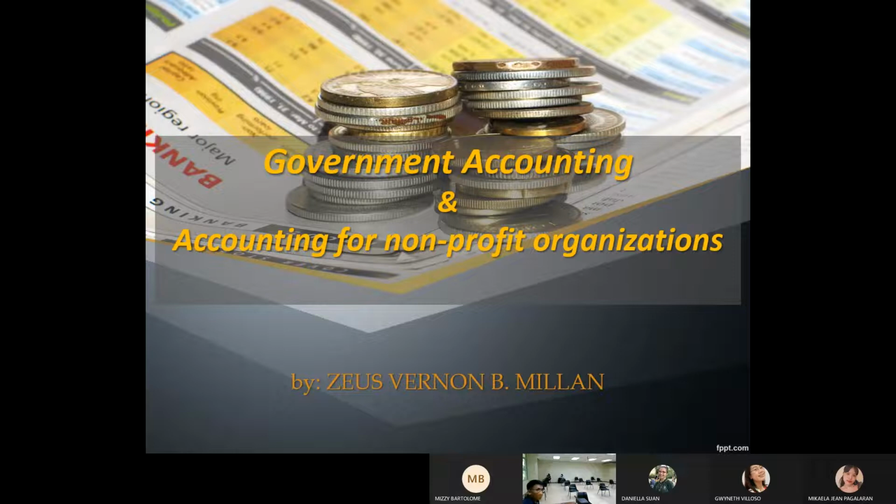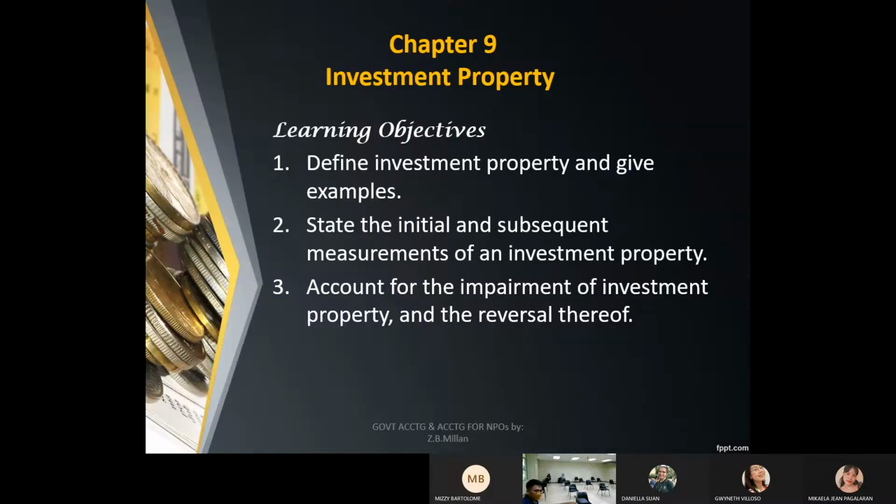So ito, topic natin for today, investment property. Parang review mo na lang din to, nung inaaral mo sa intermediate accounting. Ayan, learning objectives: define investment property and give examples; state the initial and subsequent measurements of an investment property; and account for the impairment of investment property and the reversal thereof.